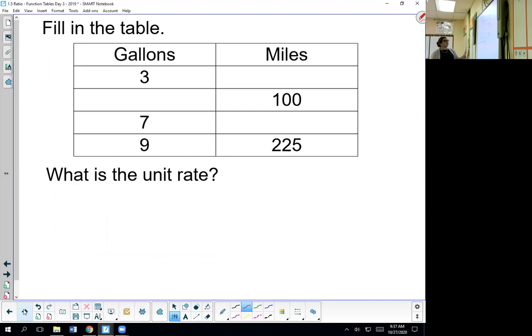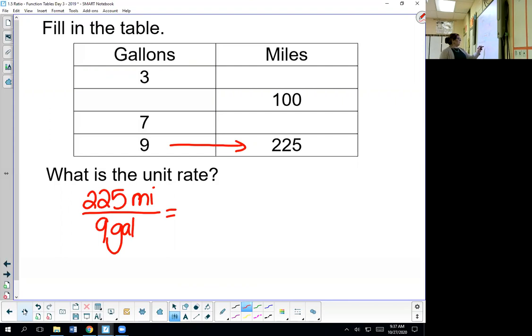Okay, where do I have information to go from? Oh, I have a relationship between 9 and 225, gallons and miles. So miles per gallon, that makes sense, right? I wouldn't have gallons per miles, I'd have miles per gallon. So I want to know how many miles are in 1 gallon. So again, I'm finding the unit rate. This is my X, this is my Y, and I'm figuring out how do I go from my input to my output. So whatever answer I get is what I'm multiplying by.